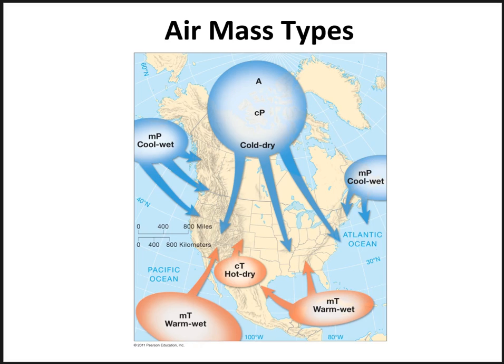Next is the continental tropical. The source region for continental tropical air is the desert southwest, the high plains, and Mexico. However, because the source region is not extensive, continental tropical is relatively unimportant in North America.